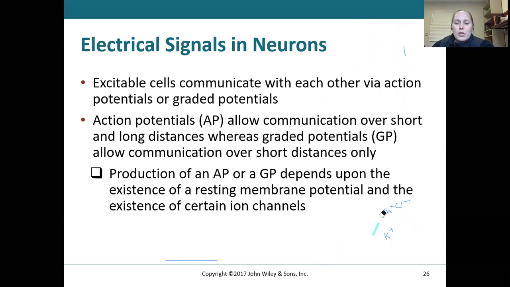So in terms of the types of responses, let's say you have, many of you probably have learned about action potentials, right?